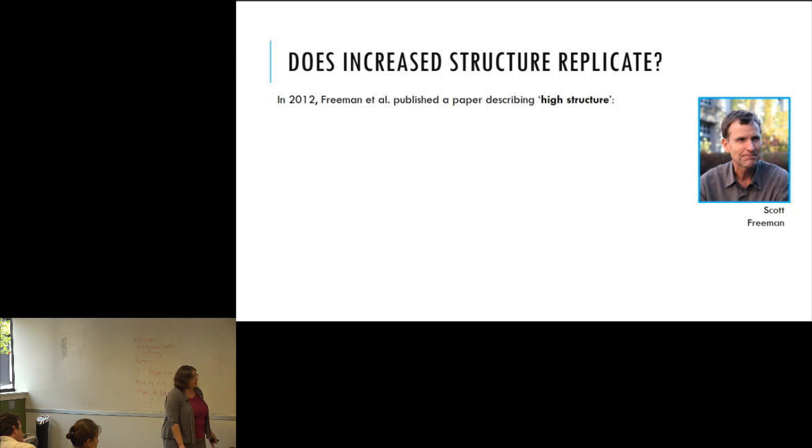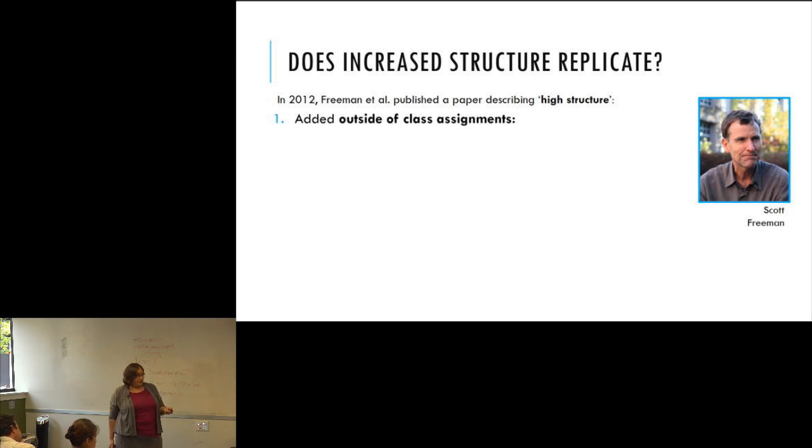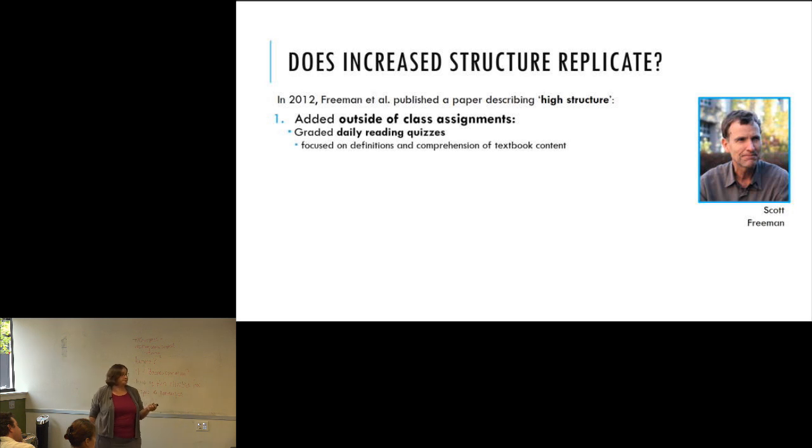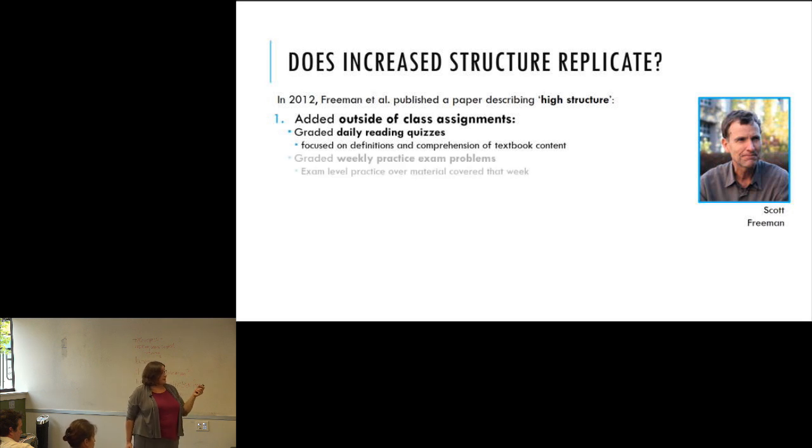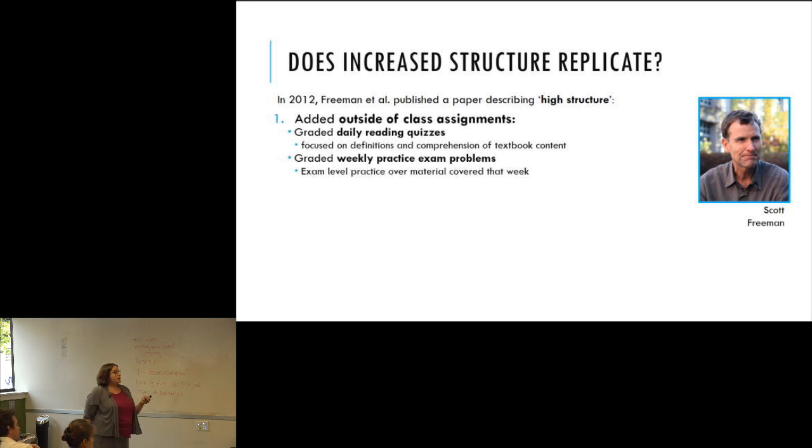So in 2012, Scott Freeman published a paper that described something that he called high structure. And it had three main elements. First, he added outside of class assignments. He added a daily graded reading quiz that really was at the definition and comprehension level of the textbook content. So really making sure that students came in knowing the critical definitions and the critical concepts. The next thing that he added was a weekly practice exam. So this actually was at the level that he was going to ask on the exam. So usually it was application level, and it was review over what they had done that week.